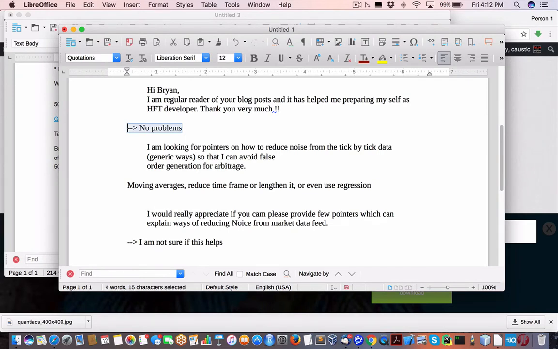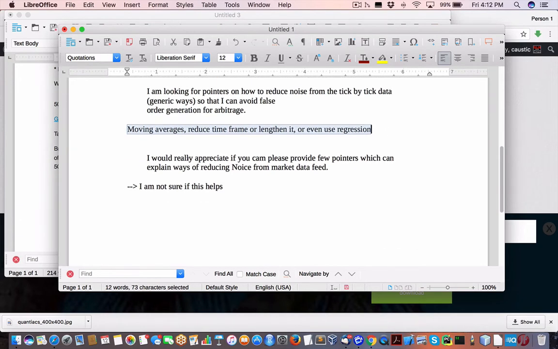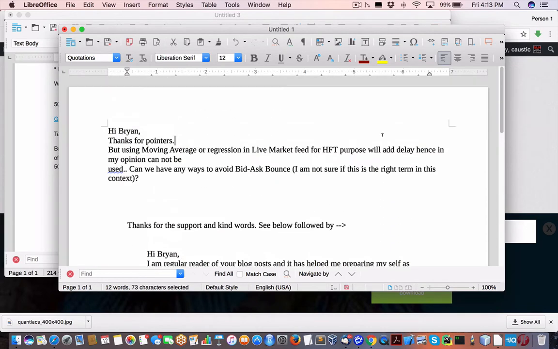I am looking for pointers on how to reduce noise from tick-by-tick data, generic ways, so I can avoid false order generation for arbitrage, moving average. This is what I said: use a moving average, reduce the time frame, or lengthen it, or even use regression. I would appreciate it if you can provide more. Oh, we've already done that. So yeah, this is one way.